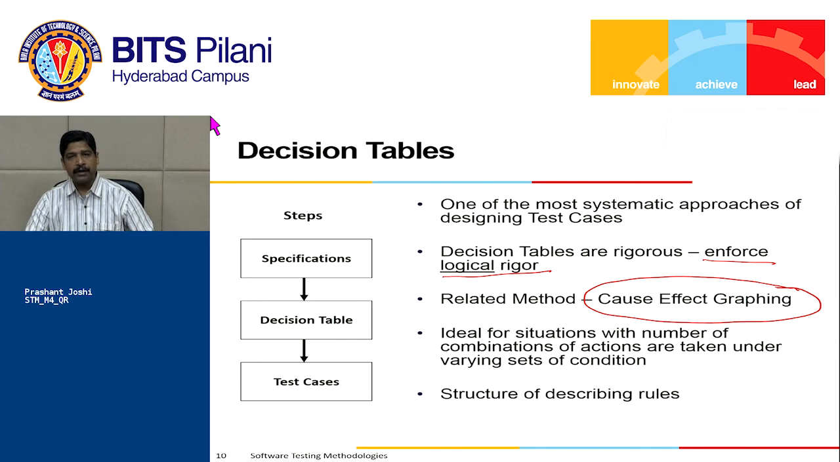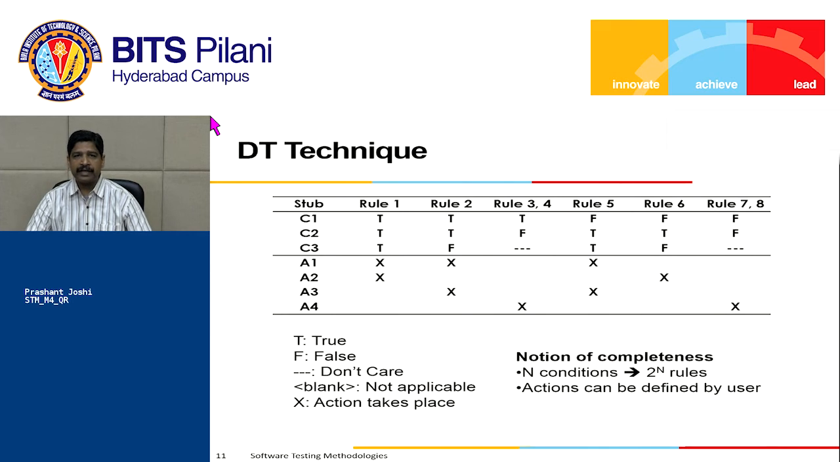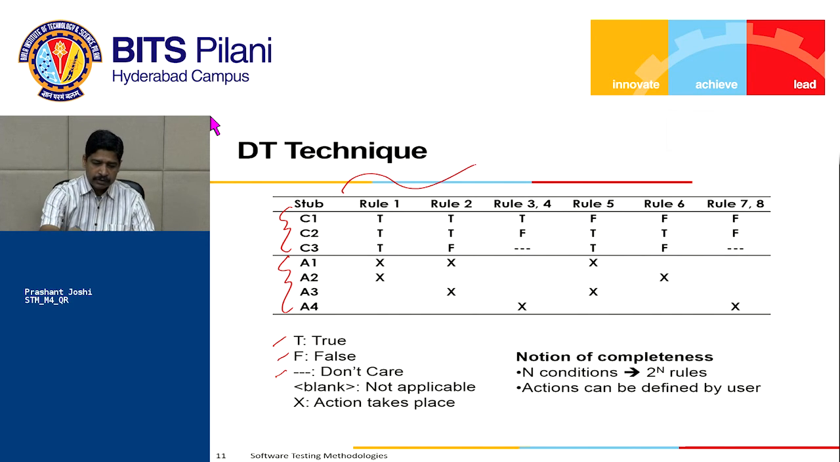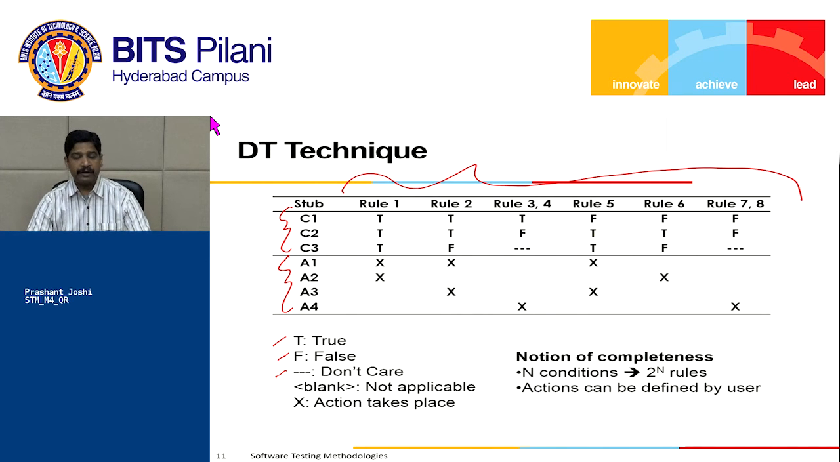And this entire method put in a tabular form, which itself is the basis of this method, provides a very systematic mechanism where we start looking at conditions. We build conditions which can either be true or false. They could be don't care. And then we build actions based on each of the presence, absence of a particular condition or it being true or false. Thus, we come up with rules. Here we have listed 8 rules because there are 3 conditions. That is the 2^n rules.